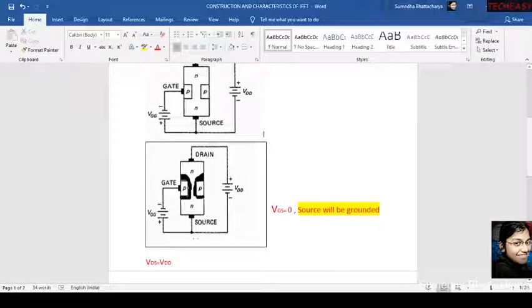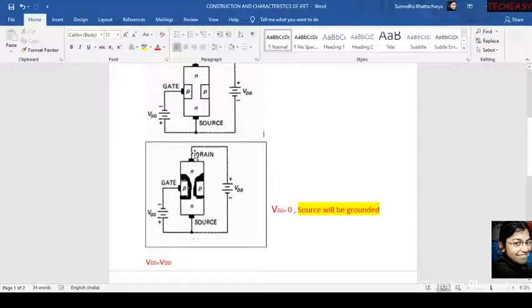Firstly, you can consider VDD as a variable. Consider that VDD will be 8 volts. Because the source is grounded, the drain will be at higher voltage and the source will be at lower voltage, and lower voltage means the source will be grounded. That means the lower potential will be 0, and the higher voltage will be 8 volts.